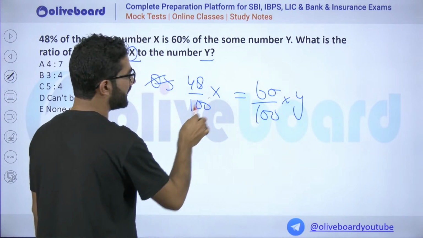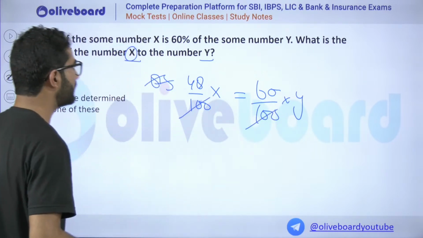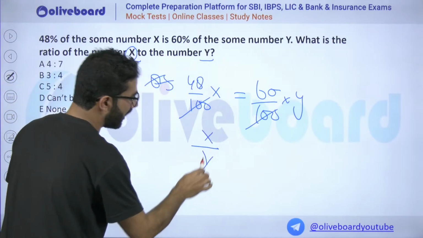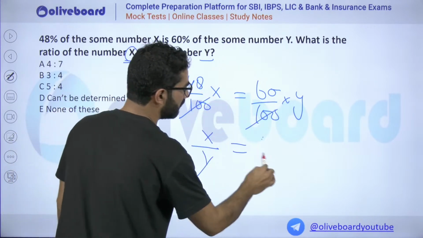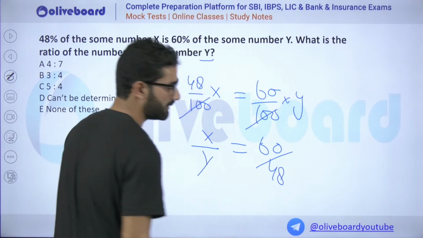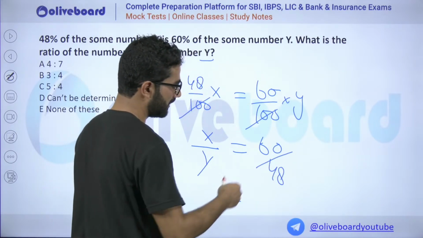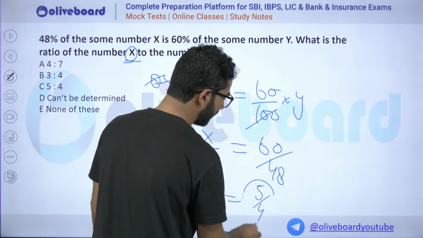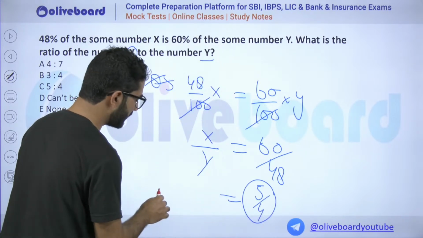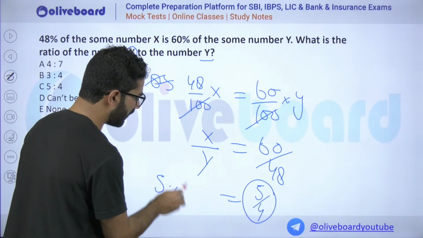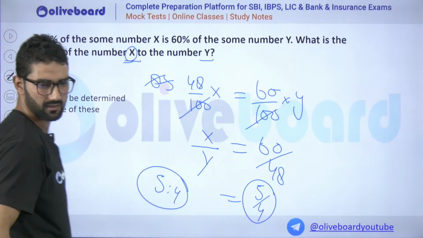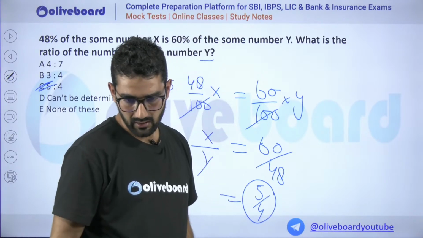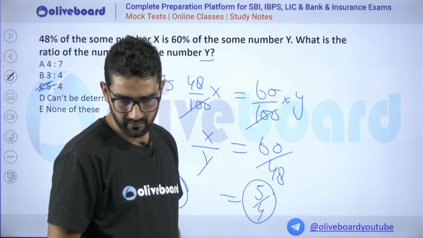I can cut it down. What is the ratio? Now we are going to find the ratio of number X to Y. So X divided by Y, I'm taking this to that side, it will be 60 upon 48. If you cut down by the common factor 12, it will be 5 upon 4. So X upon Y is 5 upon 4. You can also write 5 is to 4, no problem. So the answer will be C. Yeah, C will be the answer.